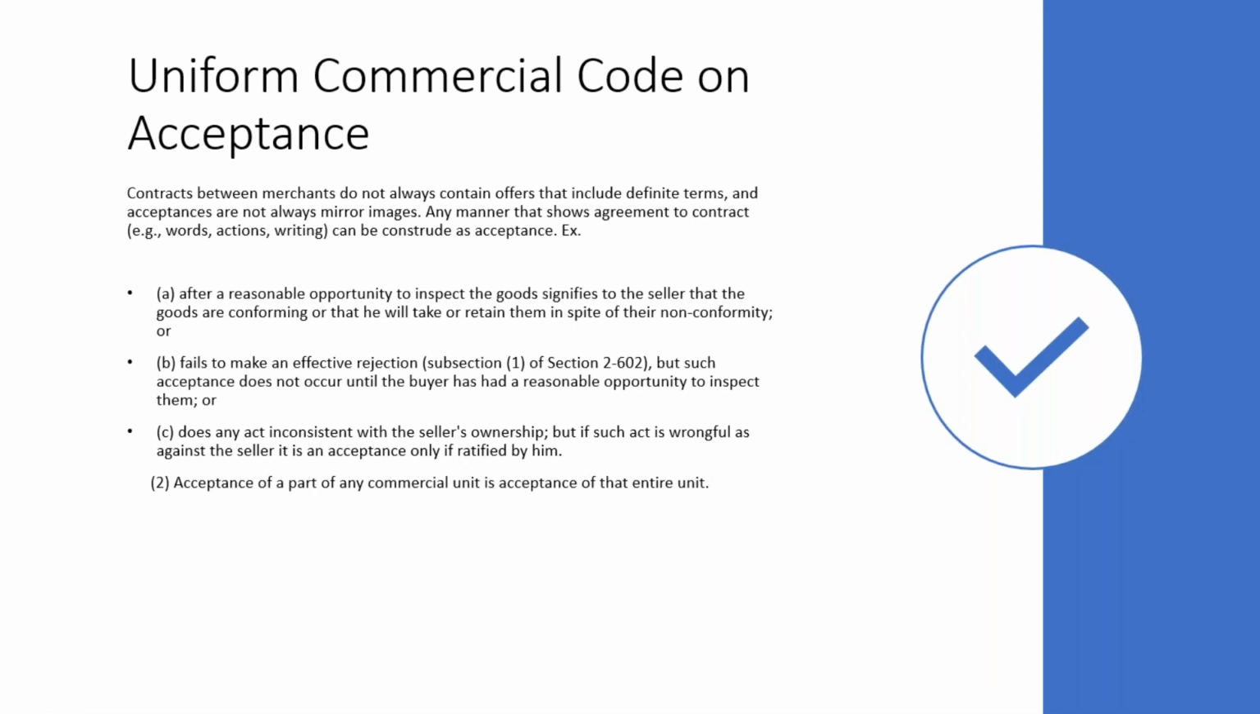Now, the Uniform Commercial Code on acceptance is a little different than the mirror image rule because it governs the sale of goods and commercial items. It's not looked at under common law, and so contracts between merchants look a little different. Any manner that shows agreement to the contract, such as words, actions, or writing, can be construed as acceptance.